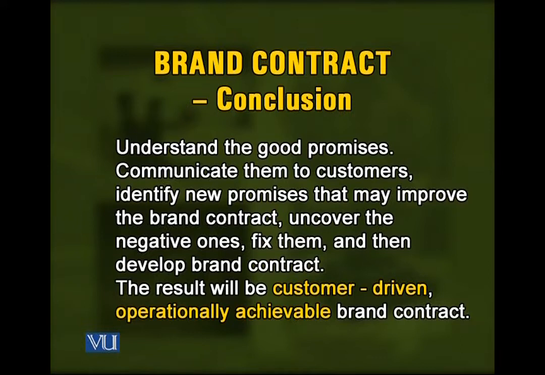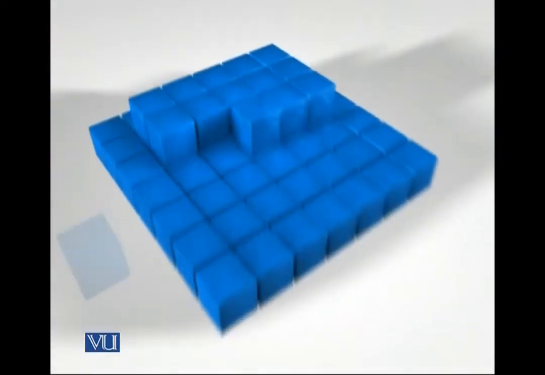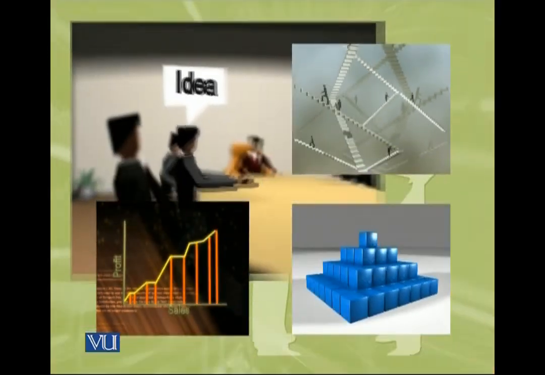The result will be that your brand's contract is customer-driven and operationally achievable. These are two terminologies which are to be underlined: customer-driven and operationally achievable. If we really can focus on these two areas, meaning we do not lose sight of what the customer wants, and we make sure that whatever the customer wants can be handled in terms of our operations, all the operations, starting from production right down to the delivery, then we have created a contract which is a good contract, which is worth considering, which is worth delivering, and which is worth a lot of value.